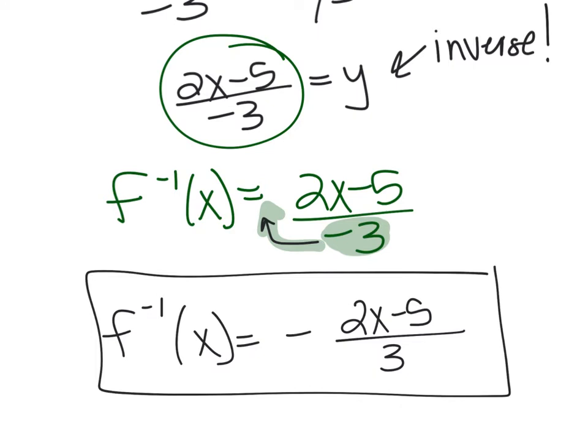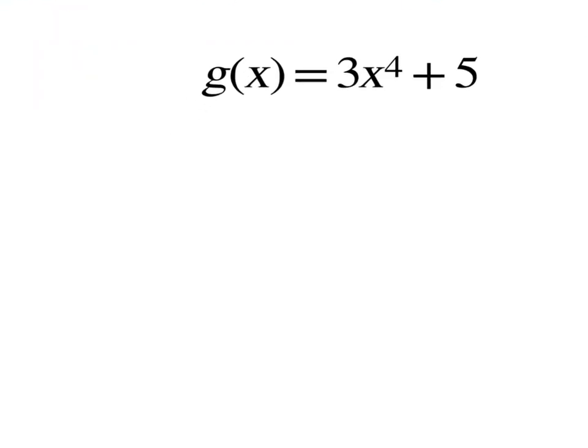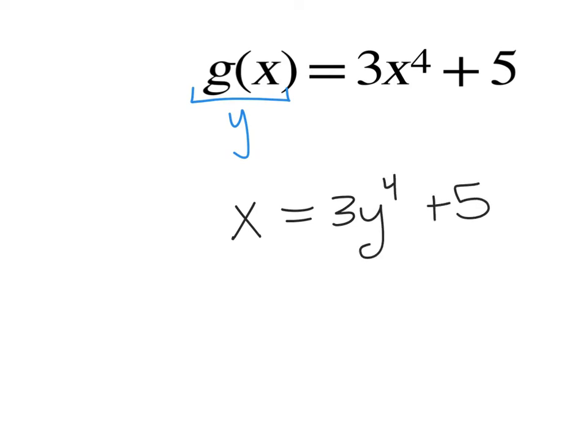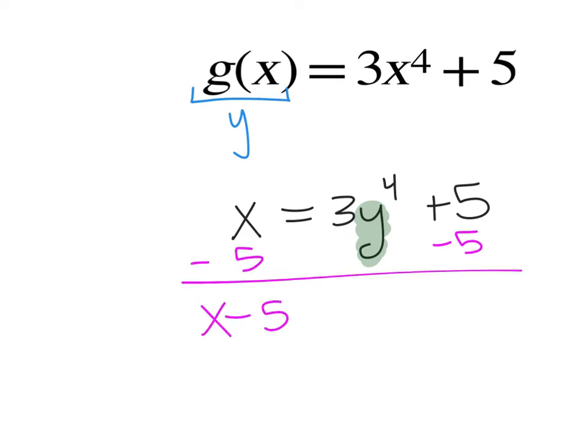So let's go ahead and look at our g of x function. So we can still replace whatever this function notation is, that's your y value. So we're going to switch x and y. So we're going to rewrite this as x equals 3y to the 4th plus 5. And then we're going to solve for y. All right, well, to do that, let's subtract the 5 over first. So that gives us x minus 5 equals 3y to the 4th. And then let's go ahead and divide by 3.